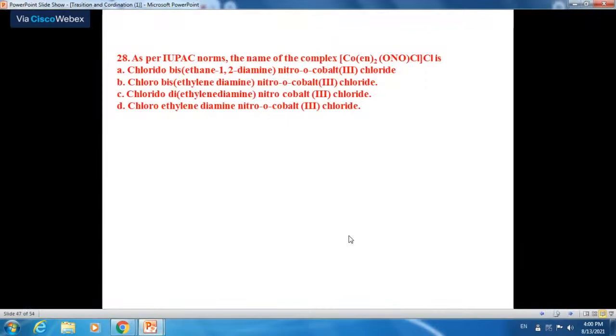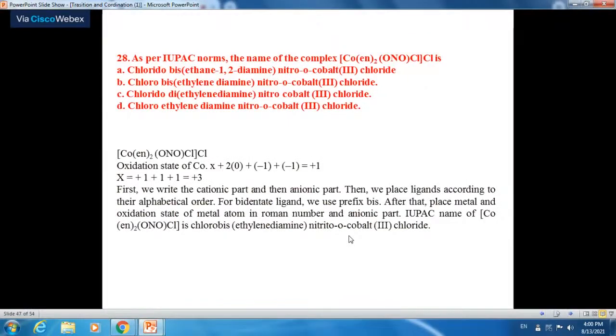Let's see this oxidation state. We have calculated the oxidation state, and it is +3. In all the cases, the oxidation state is +3 only. First, we need to write the cationic part, followed by the anionic part. So here it is chloro bis(diethylenediamine) nitrito-O cobalt(III) chloride. So the answer is A.